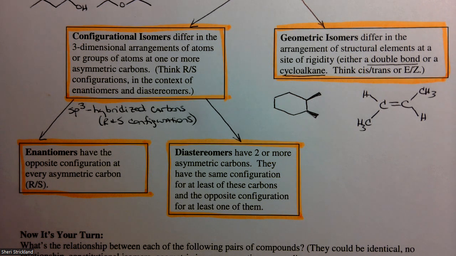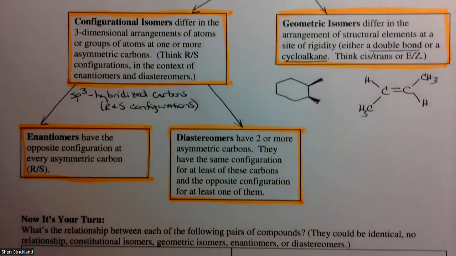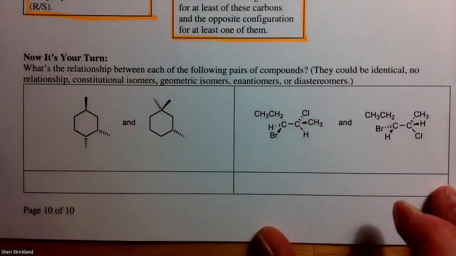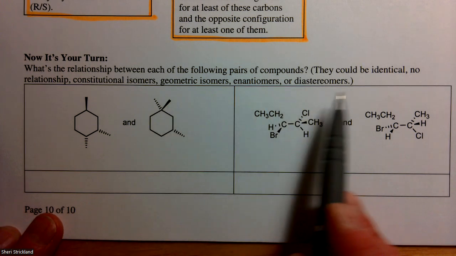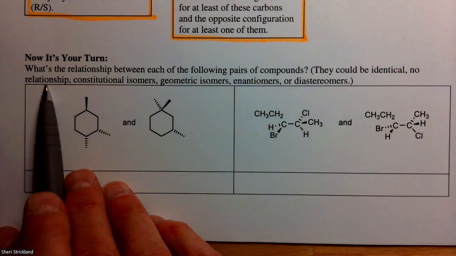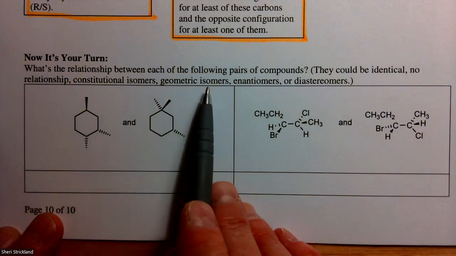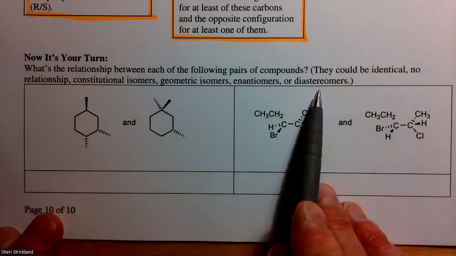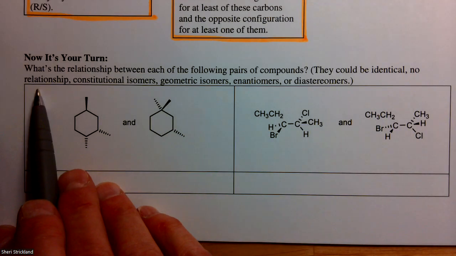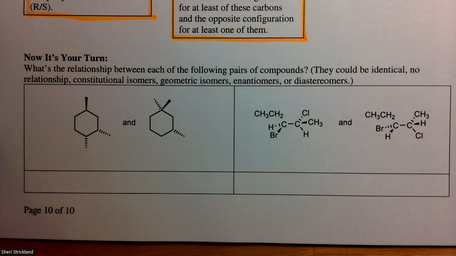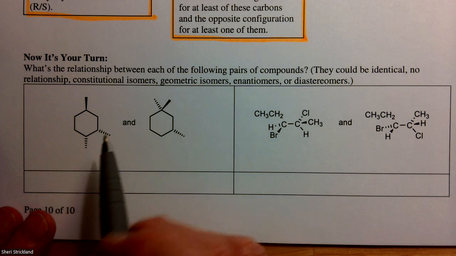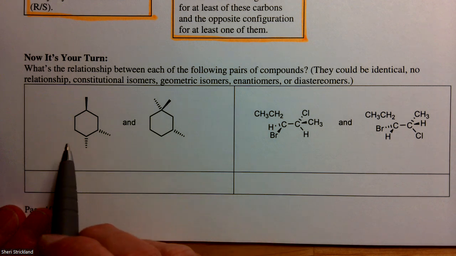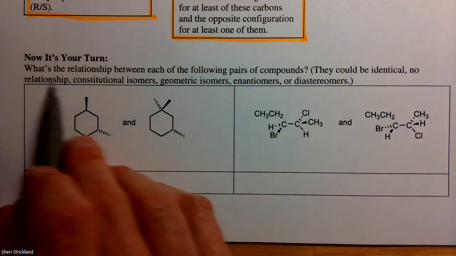And then you also need to be able to take a look at a couple of structures and tell me what the relationships are. So, come on down here. What's the relationship between each of the following pairs of compounds? They could be identical, no relationship, constitutional isomers, geometric isomers, enantiomers, or diastereomers. No relationship is going to come up if they have different molecular formulas. That's when that happens. All right, so let's see what we've got here. First thing I'd want to check is the molecular formulas, because if they're different, then we're done at that point.